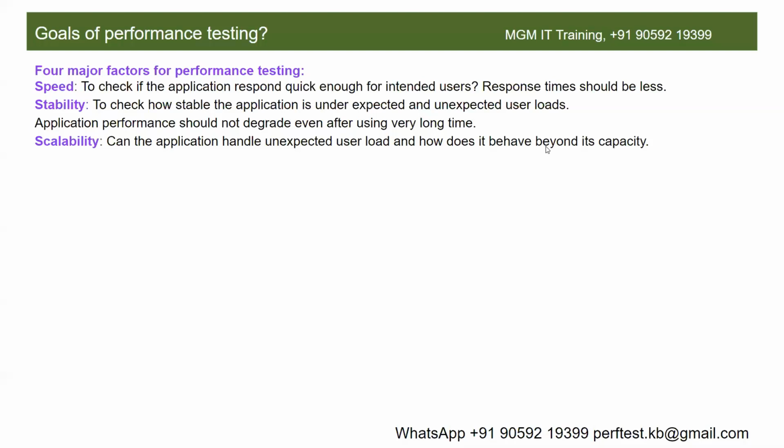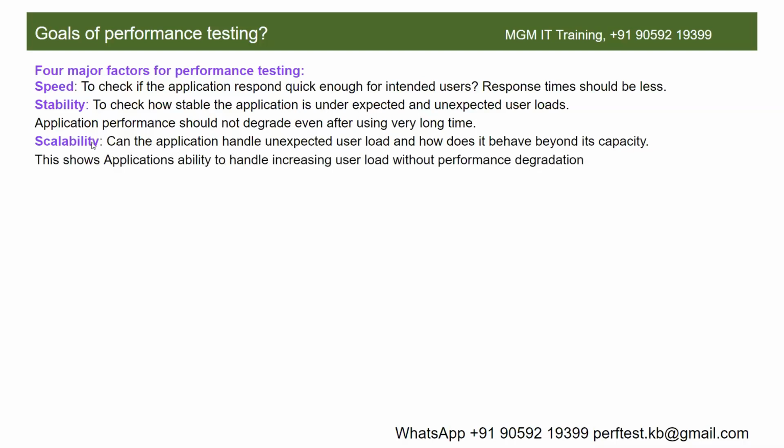If you assume that the normal user load on an application is 5,000, or the capacity of the application is 5,000, how does it behave if a few more users access the application? Let's say 5,500 or 6,000. When we have some unexpected user load, can the application handle it or not? That is called scalability testing.